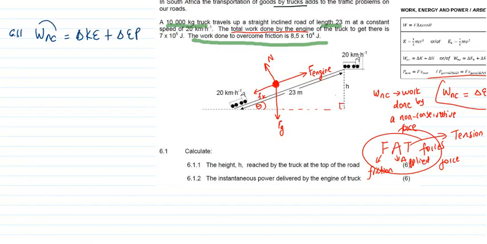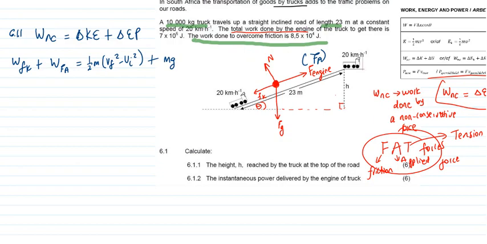Right, and now because we have friction and the engine, which is friction and applied force, I'm simply going to say the work done by the friction plus the work done by the applied force, which is the force of the engine. So that is my applied force there. And then here, change in kinetic energy is half m into vf squared minus vi squared. And change in potential energy is just mg into h final minus h initial.